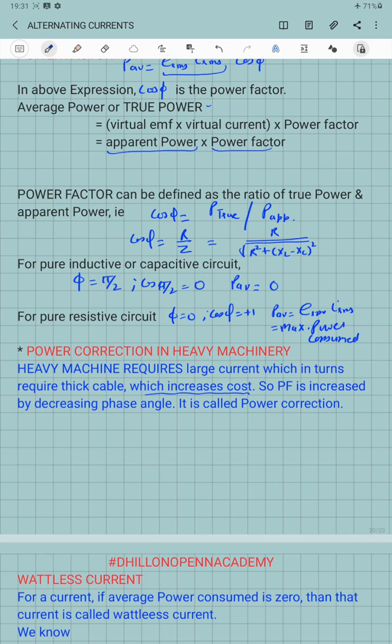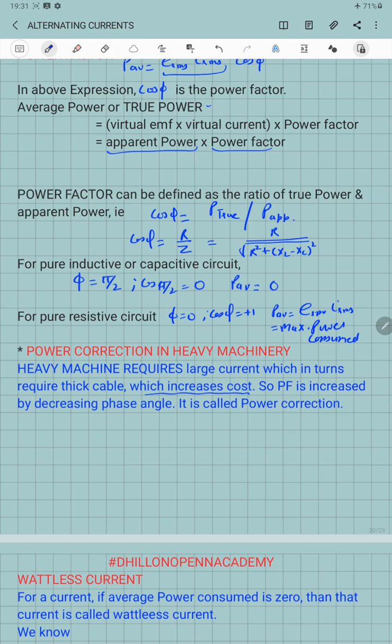So in the case of inductor and capacitor, they have a total phase angle of pi radian, pi by 2 plus pi by 2. So they are working opposite to each other. When the capacitor is connected, it is going to cancel the inductive effect present in the heavy machinery, thereby reducing the value of the phase angle. So the power factor can be increased.